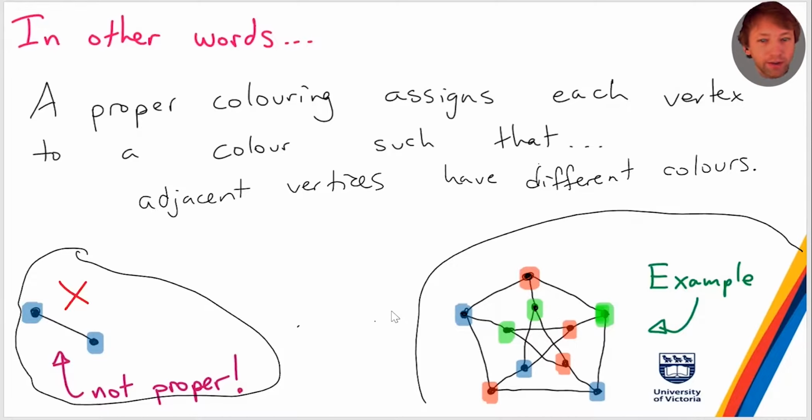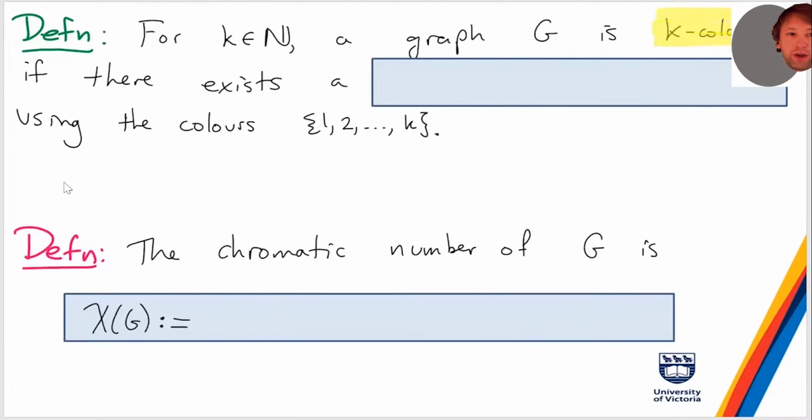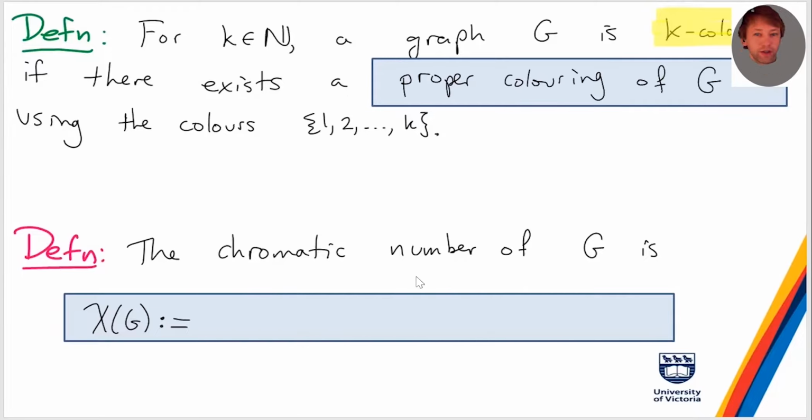Any questions about the definition? The main focus in graph coloring is to determine the optimum number of colors. You want to color a graph with the smallest possible number of colors. In this direction, we make a few definitions. If k is a natural number, a graph G is said to be k-colorable if there exists a proper coloring of G using a set of k colors.